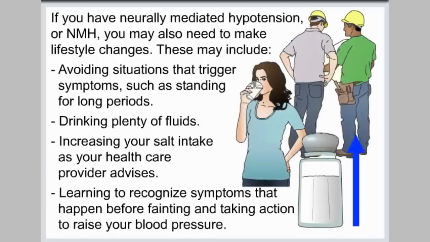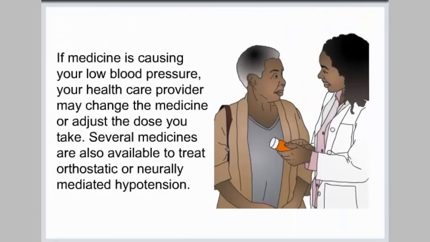If you have neurally mediated hypotension, or NMH, you may also need to make lifestyle changes. These may include avoiding situations that trigger symptoms, such as standing for long periods, drinking plenty of fluids, increasing your salt intake as your healthcare provider advises, learning to recognize symptoms that happen before fainting and taking action to raise your blood pressure. If medicine is causing your low blood pressure, your healthcare provider may change the medicine or adjust the dose you take. Several medicines are also available to treat orthostatic or neurally mediated hypotension.